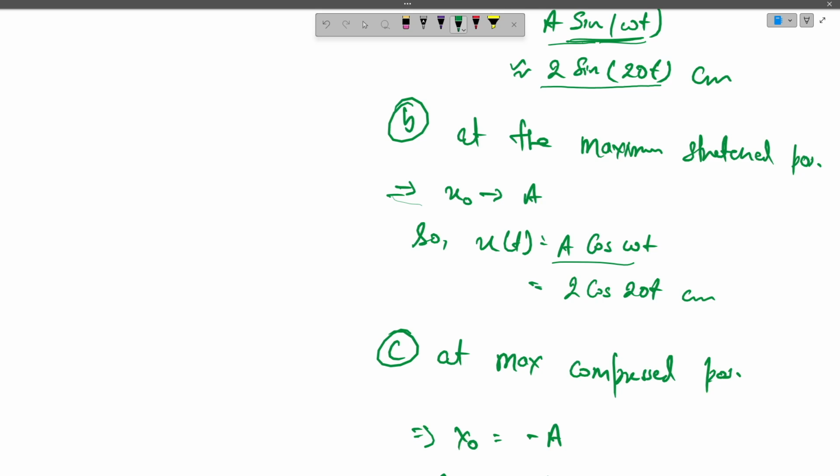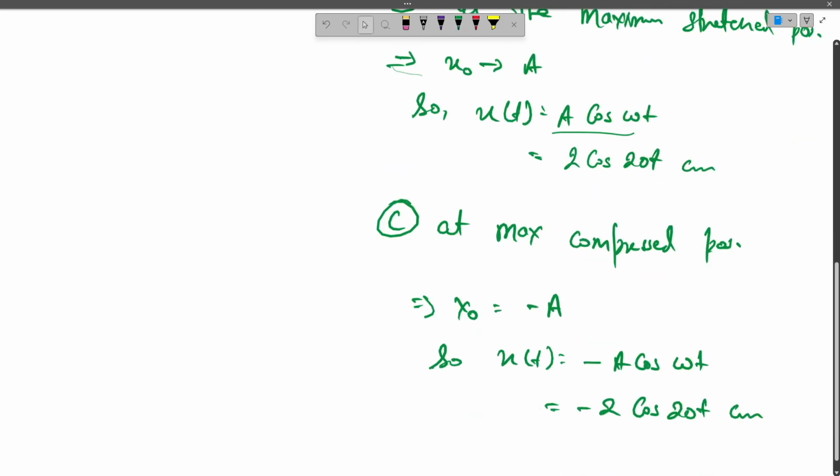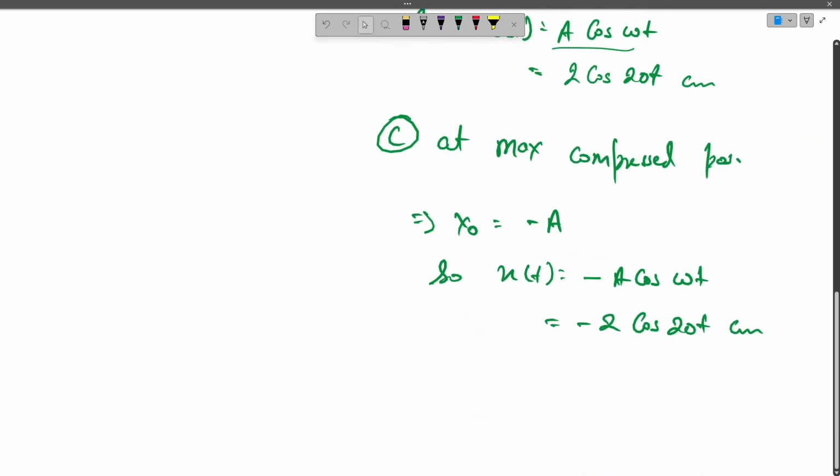Now the third part of the question, at the maximum compressed position, that is x0 is minus A. At this position, again at angle 0 cos gives the maximum value, that is 1, so minus A cos omega t will be the right equation for this question. Now substituting these values, A would be 2 centimeters and omega is 20, so it is minus 2 cos 20t centimeters. Thank you.